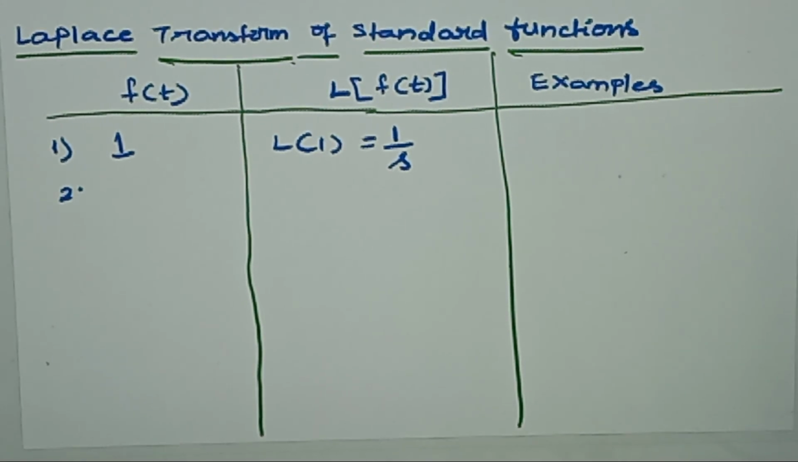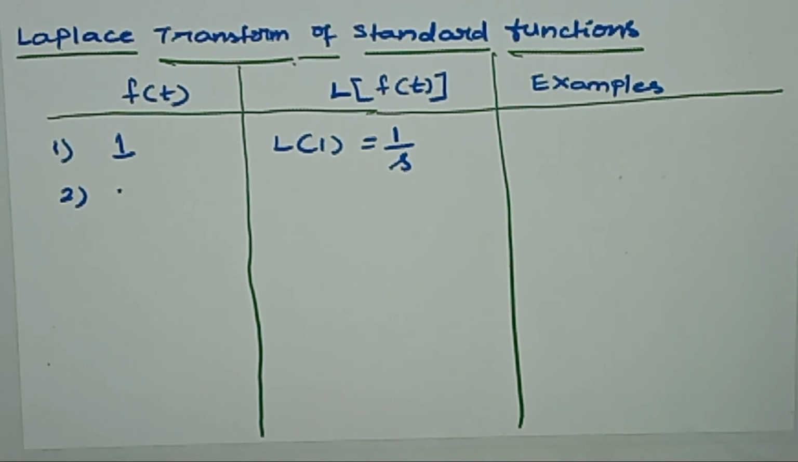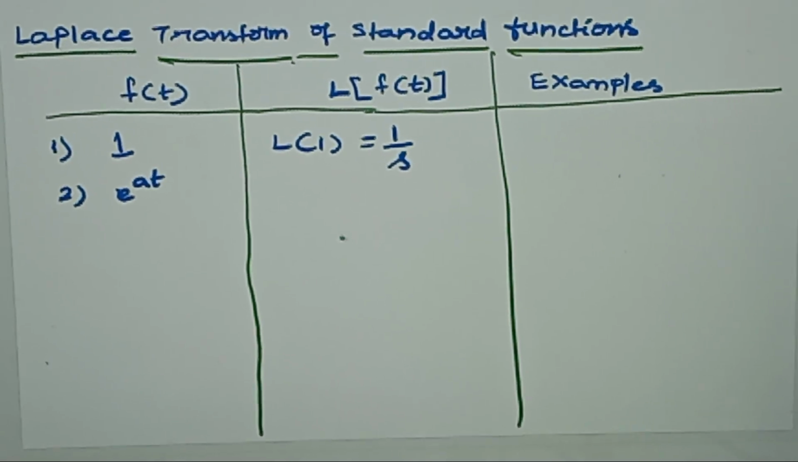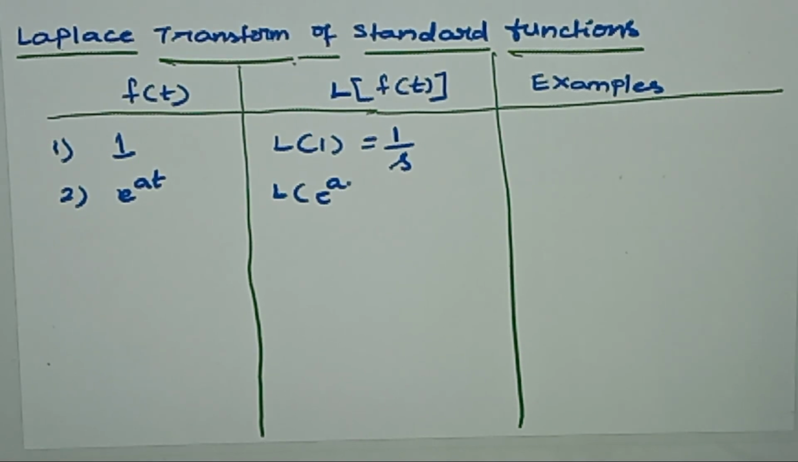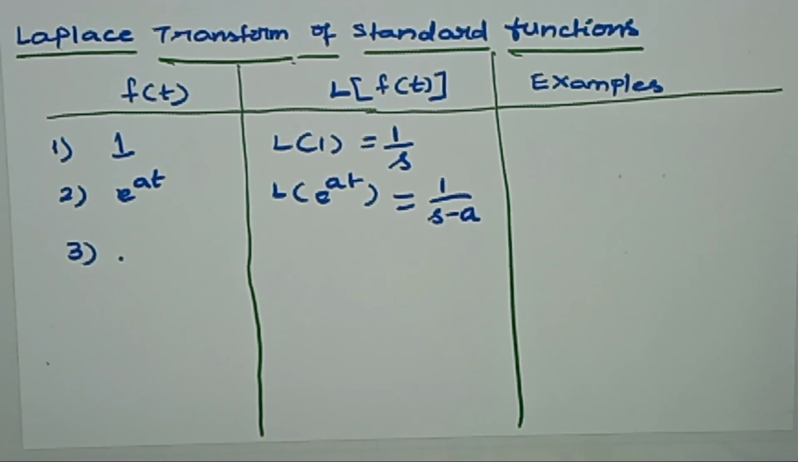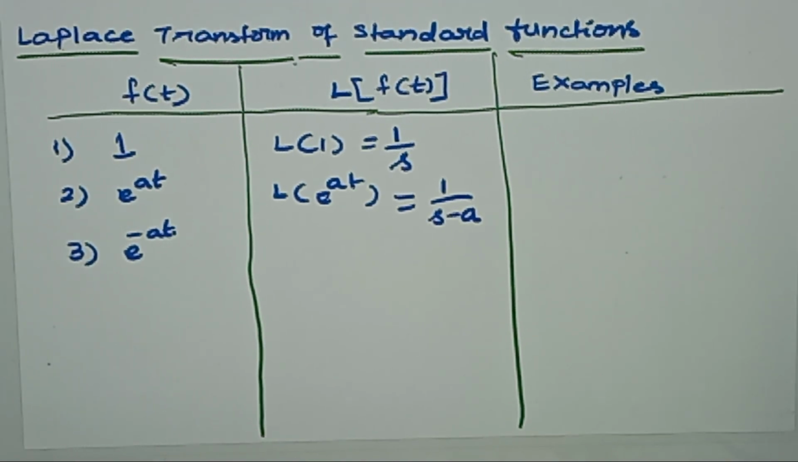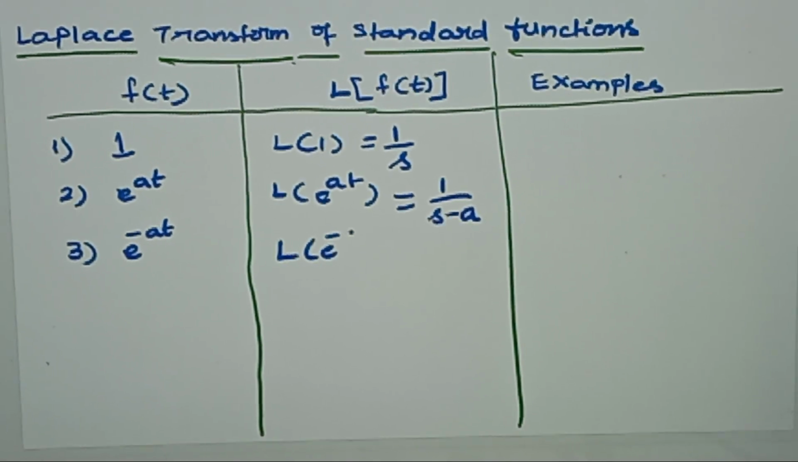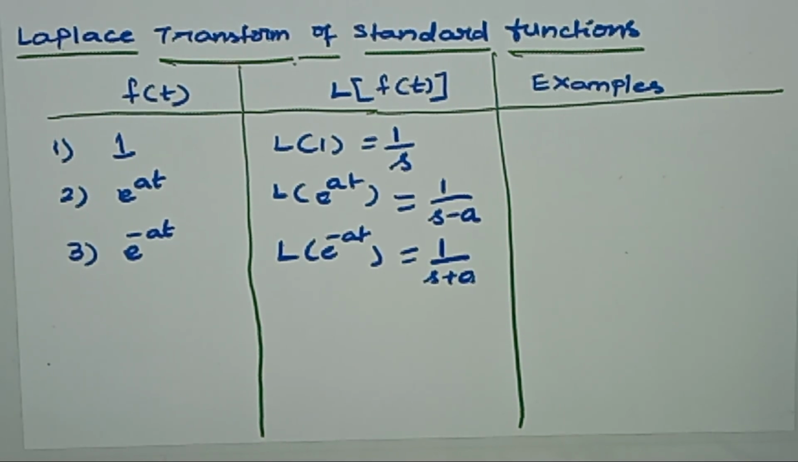Similarly, if the function of t is given as e raised to at, what is the Laplace transform of e raised to at? The standard formula for e raised to at is nothing but 1 upon s minus a. Similarly, we need to find the Laplace transform of e raised to minus at. So e raised to minus at is the given function. Then the Laplace transform of e raised to minus at will be equal to what? Instead of 1 by s minus a, it will be 1 by s plus a.